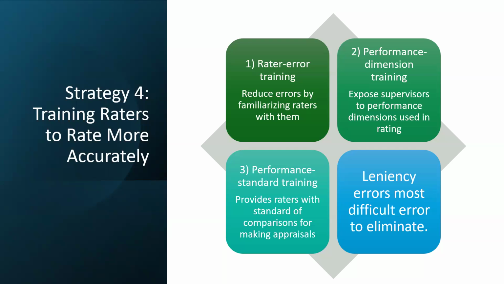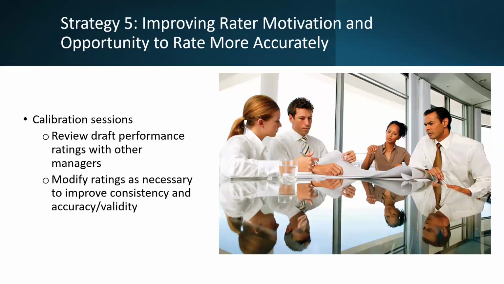And because this is the most common error, it shouldn't be surprising that it's also the most difficult one to eliminate, especially if, even after this training, raters know that these systems are being used for important decisions. They may continue to have leniency errors in the way they do performance appraisals, for reasons related not to the actual way that appraisals are done, but more to the feelings and thoughts they have about the way the system is used. So our fifth strategy is improving rater motivation and opportunity to rate more accurately.